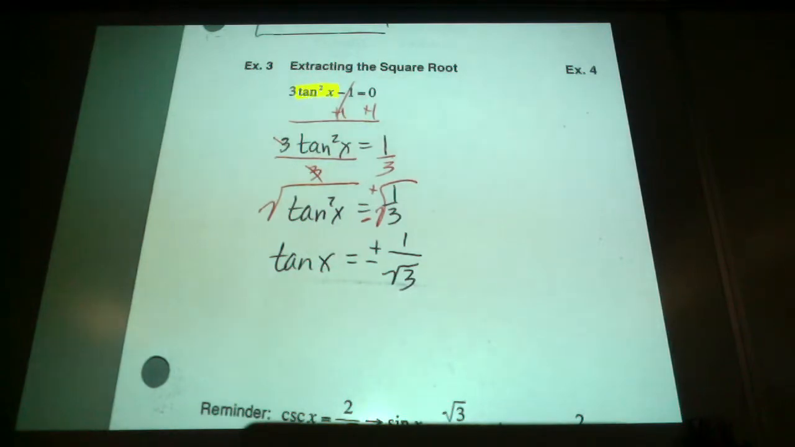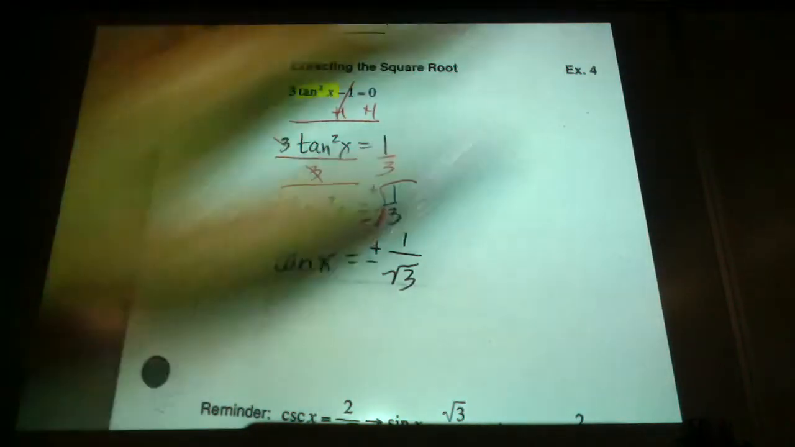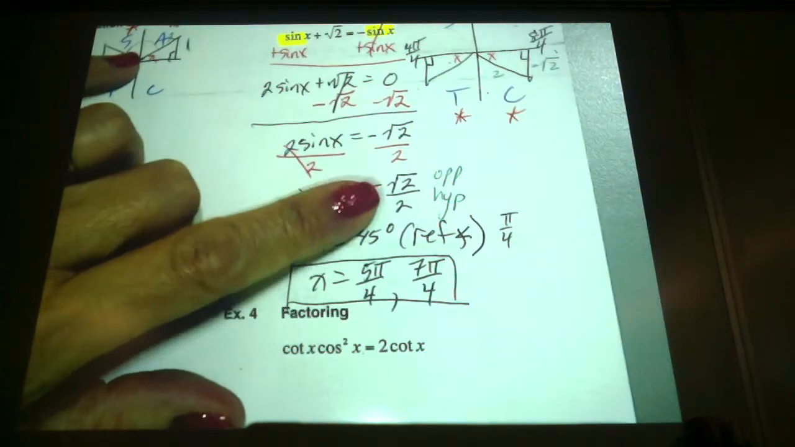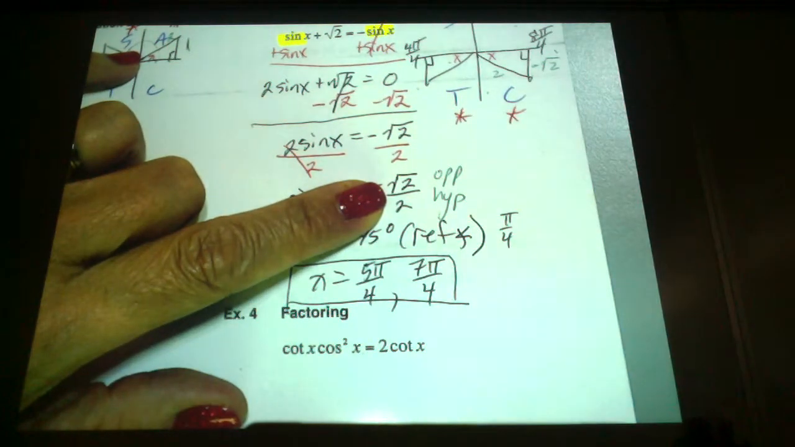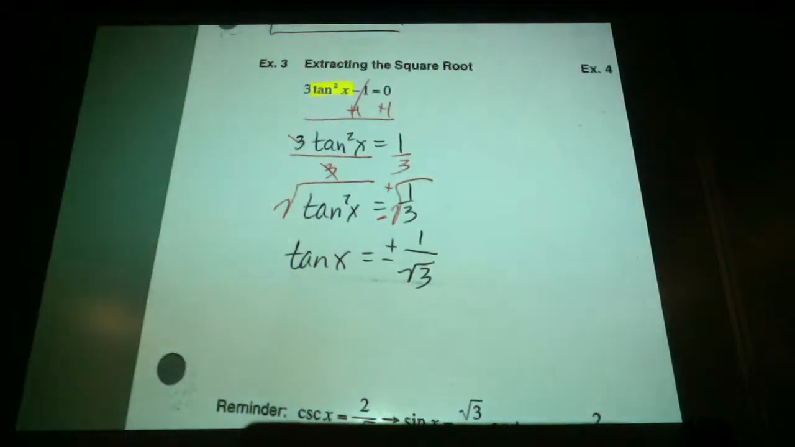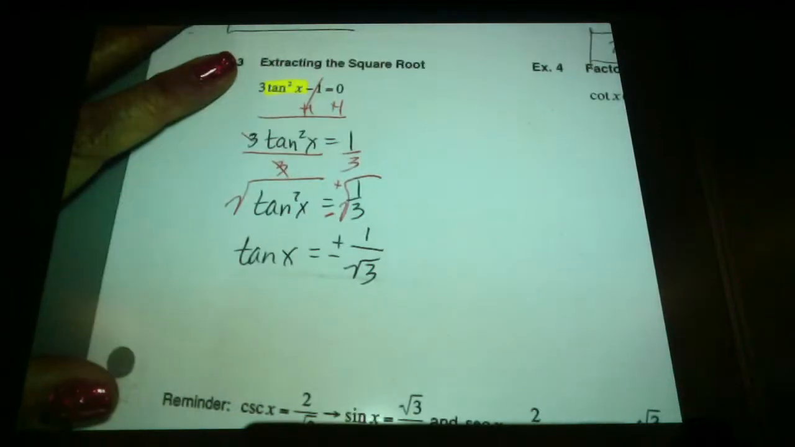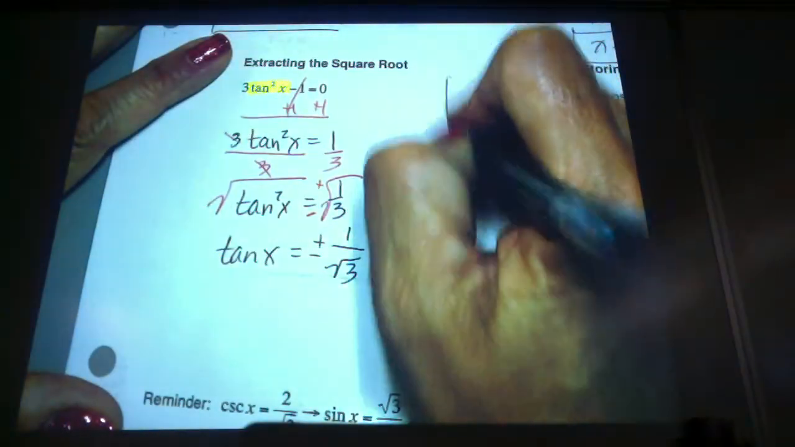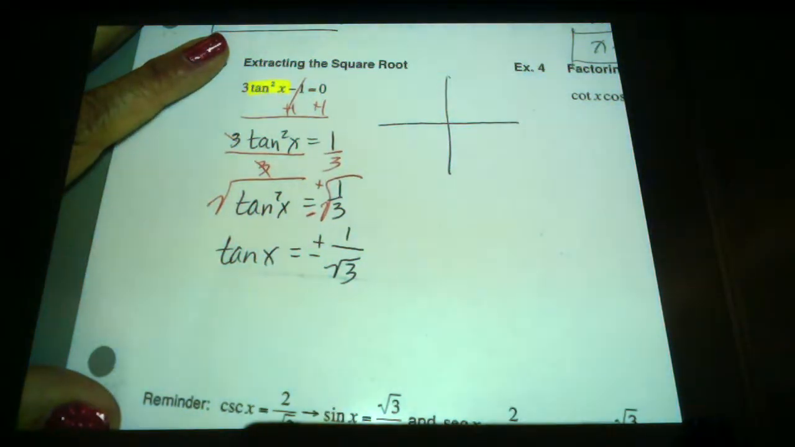True? And same thing as we used here when we had the square root of 2 over 2, that's not something that's normally in our special right triangles. But do we ever have a 1 and a radical 3 in our special right triangles? Yes. Our 30, 60, 90s, right? So I'm going to go ahead and leave it just like that. I'm going to look at my unit circle.